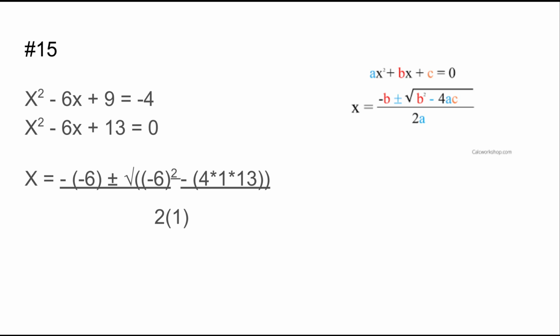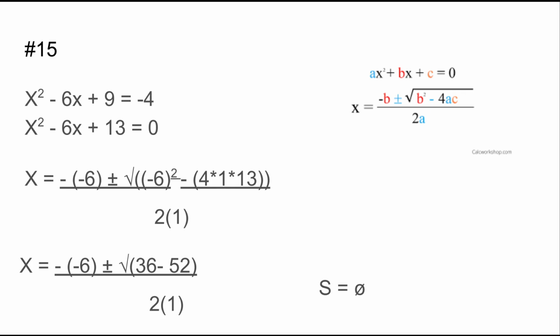Enter, divided by 2, equals. Ooh, you know what? What did your calculator say? Did it say error? It should have, because I wanted to show you this part. If we did negative 6 squared, we'd get 36, right? And then 4 times 13 is 52. 36 minus 52 will give us a negative number. Can you take the square root of a negative number? No. And so therefore, this has no solution.